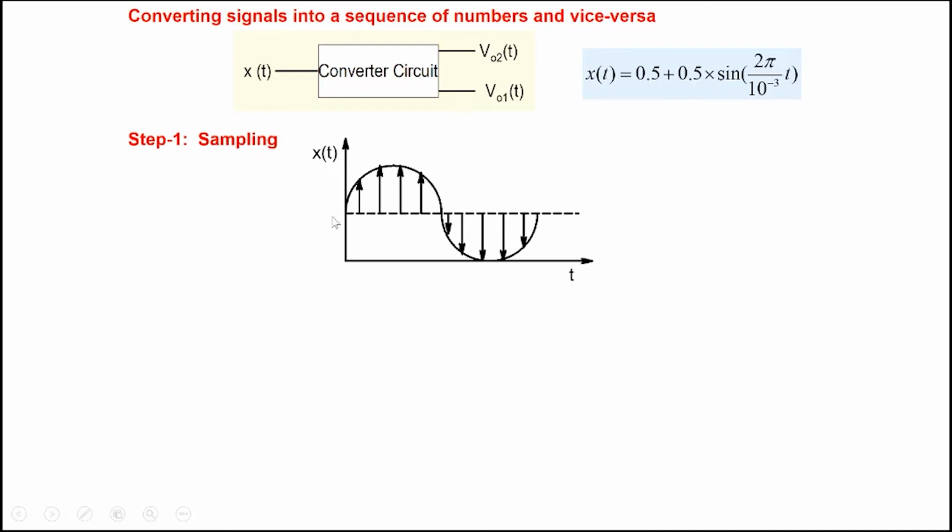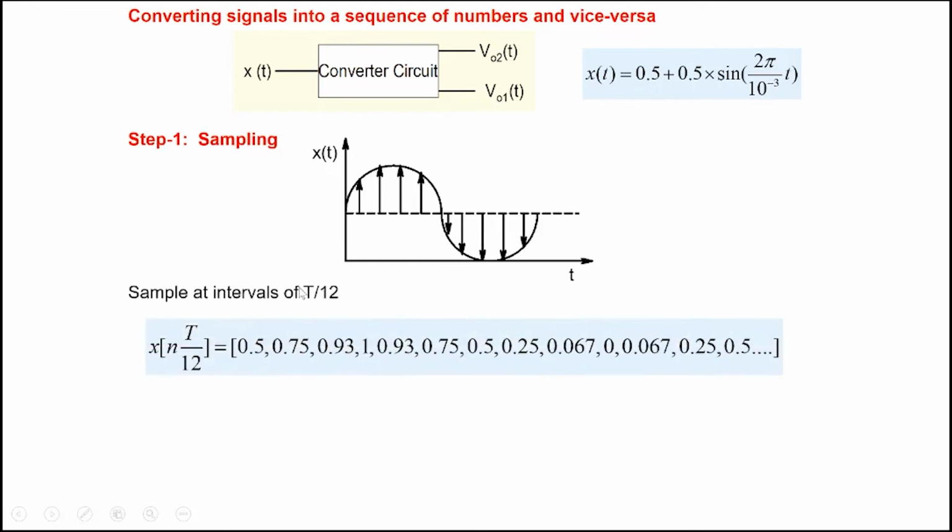So we sample it at certain intervals. Let's say for a sinusoid like this, we want to capture the entire sinusoid. So let's say we sample it at intervals of T by 12, so we have 12 samples here. Let's say when we sample it, it is 0.5 here, 0.75 here, and these are the samples that we get. So how do we do sampling?